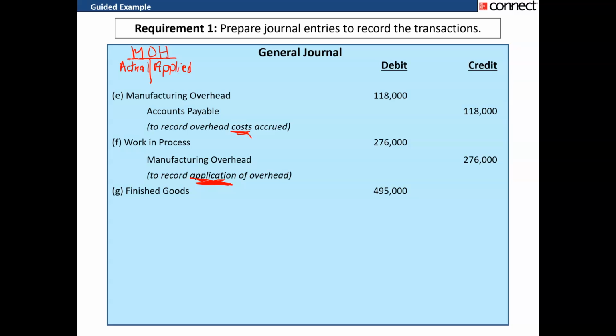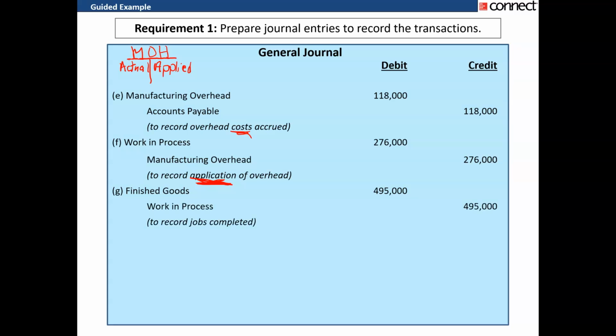Then at the end of the period, end of the month, you're going to calculate the difference between your actual and your applied, your debits and your credits. And that will tell you what you have over applied or under applied of manufacturing overhead.